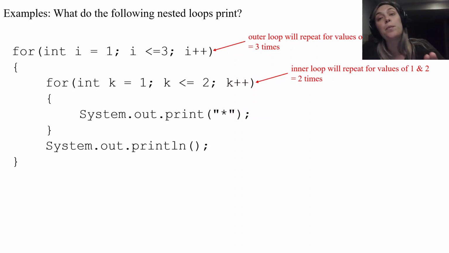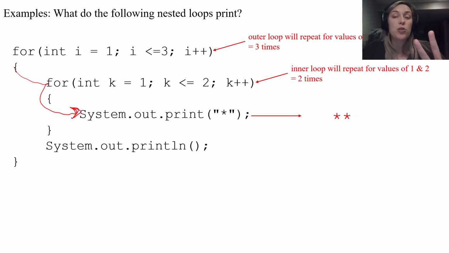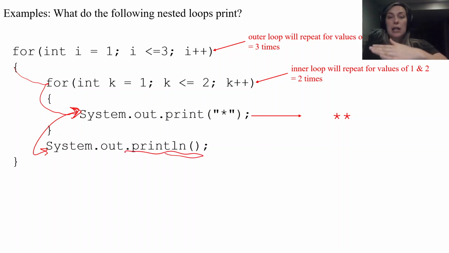And what do the inner statements do? They just print out an asterisk. So what gets printed? Well, the first time the outer loop is true, the inner loop is true, and this statement repeats twice. So I get 2 asterisks printed right next to each other. Then the loop ends and I print a new line. Remember that this code means that I'm just printing on a new line. Then I just print that once.